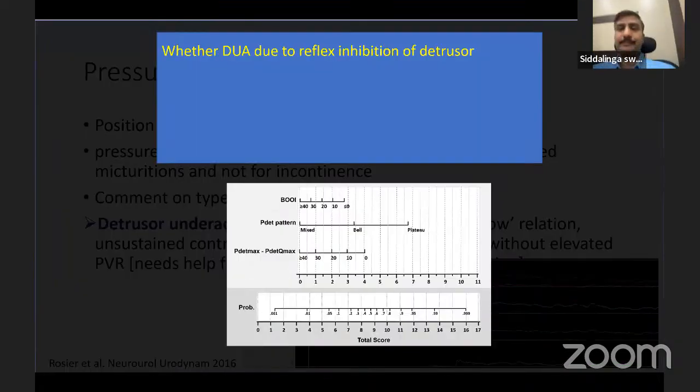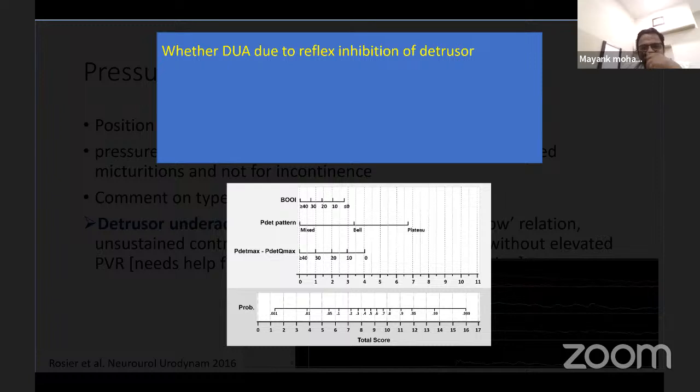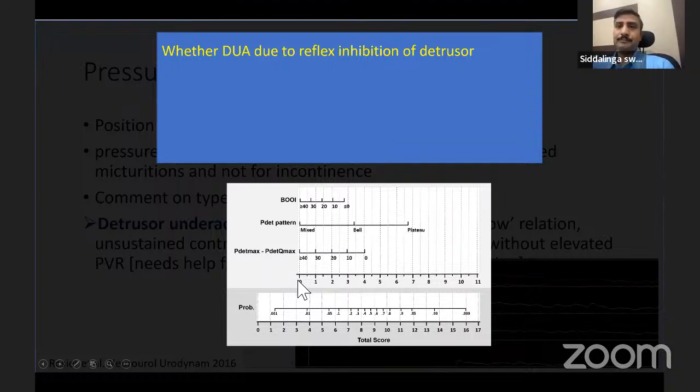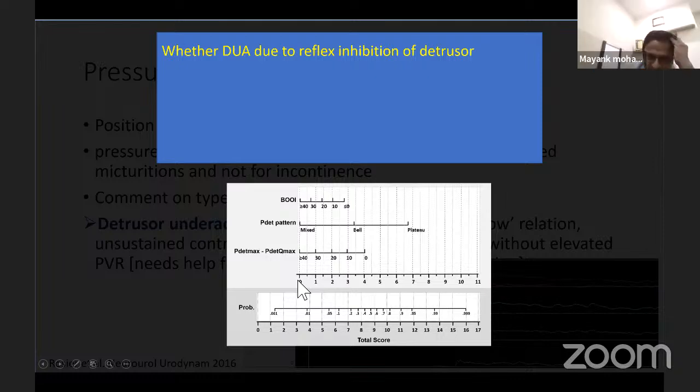Right. So, just showing a small slide, this is our Cox proportional hazard model, which we created for diagnosis of sphincter dysfunction in men. You have three parameters: bladder outlet obstruction. If the bladder outlet obstruction index is less than 40, you give a number to this. The number is written here. Then the pattern, whether you have a bell-shaped pattern or a plateau pattern. Then you have the difference between pdet at Qmax and Qmax.